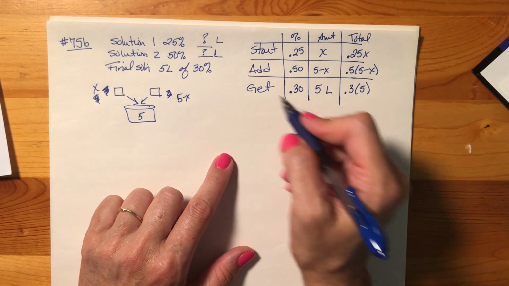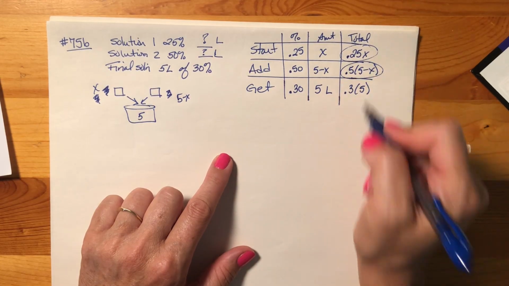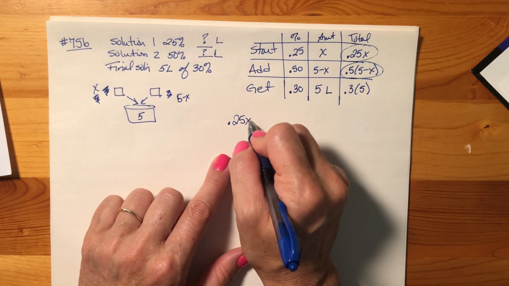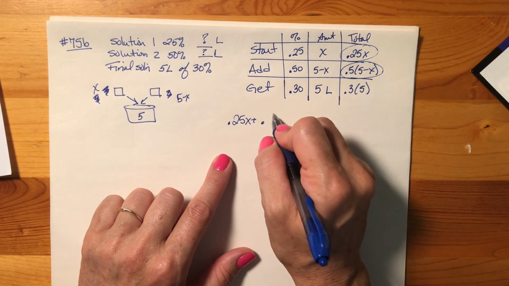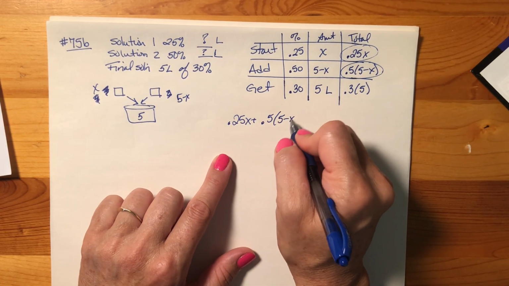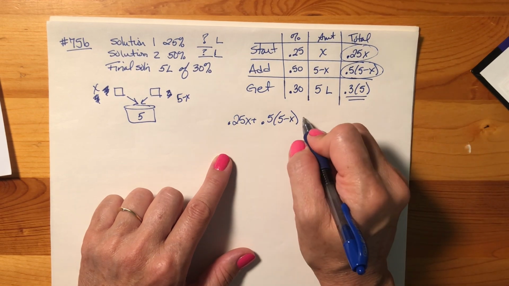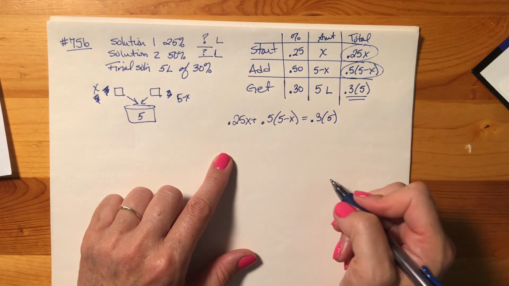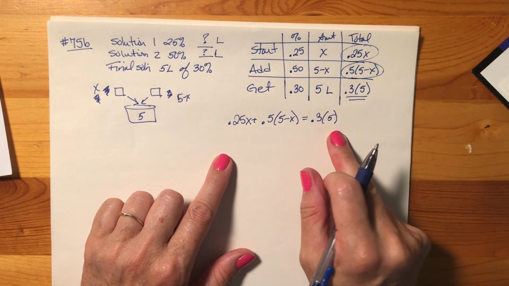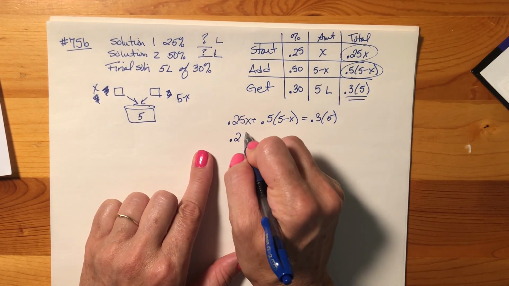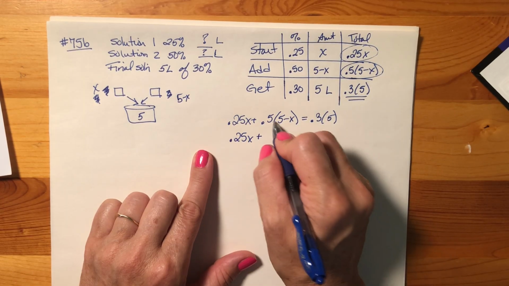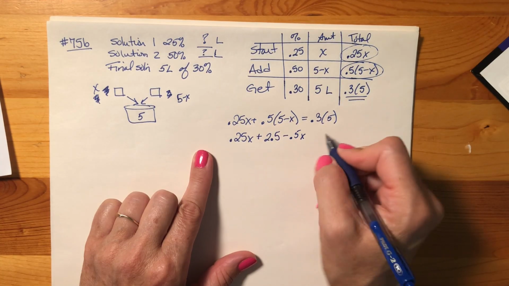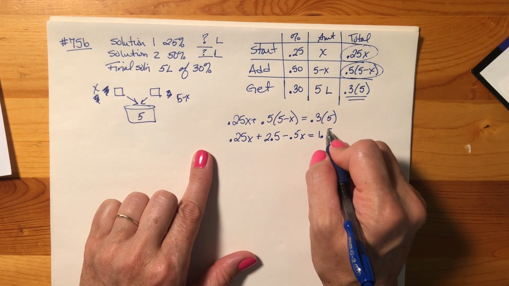So this makes sense. I'm going to take this amount, and I'm going to take this amount, and add them together. So here's my equation, 0.25x plus, add the second amount, 0.5 times 5 minus x. And I'm going to get this final solution over here, which is going to be 0.3 times 5. Okay? So let's go ahead and just solve this equation. It's easy peasy now. 0.25x plus 2.5 minus 0.5x equals 1.5.